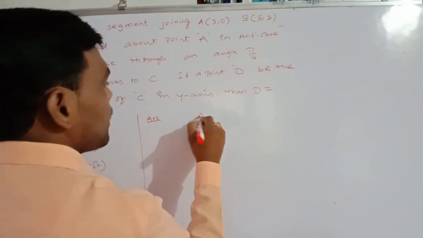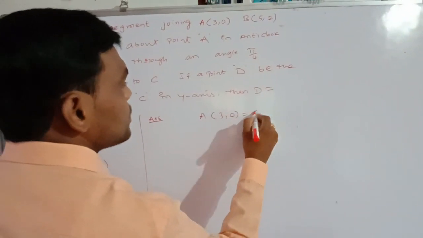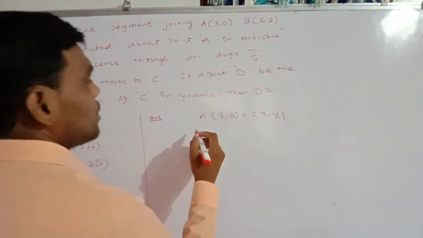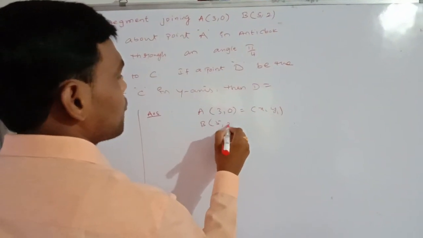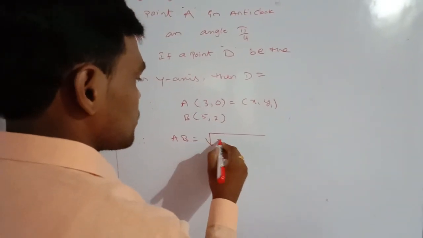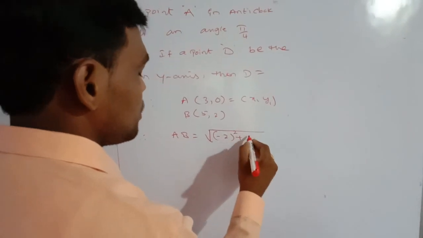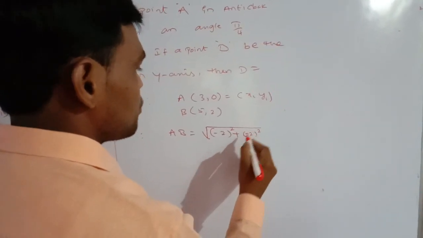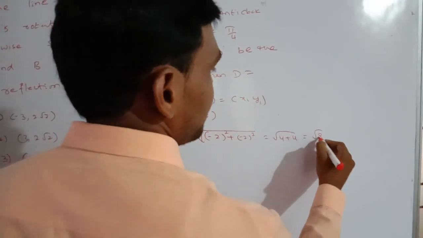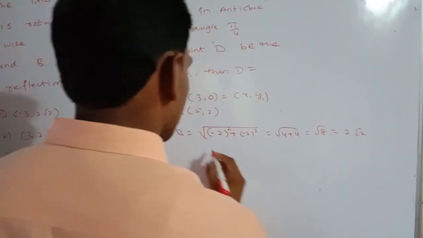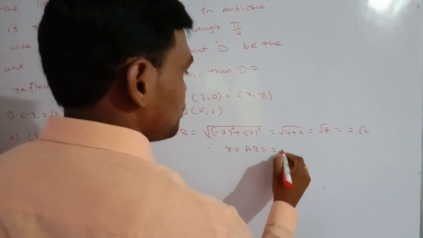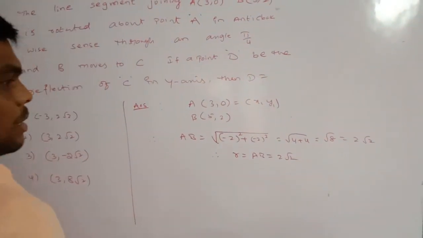This is A equal to (3, 0), which is (x1, y1), the point about which we rotate. B is equal to (5, 2). The distance AB is equal to the root of (3 minus 5) whole square, that means (minus 2) whole square, plus (0 minus 2) whole square. This is 4 plus 4, which is root 8, equal to 2 root 2. That means the distance AB, r, is equal to 2 root 2.